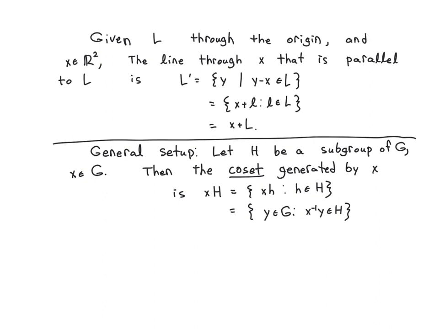So that's it for right now for motivating the definition. This is the definition of a coset. It's just a set of points of this form. One way to think about it is just being a generalization of parallel lines.